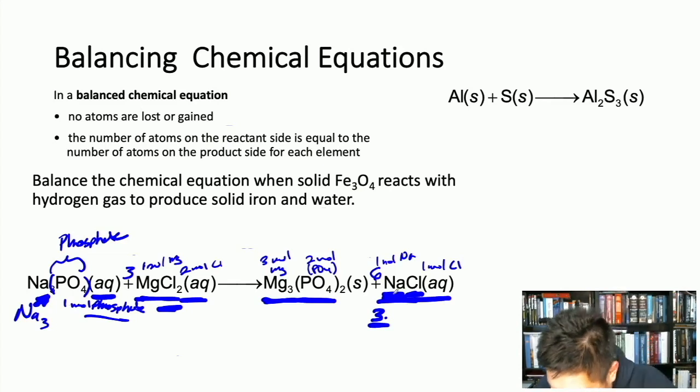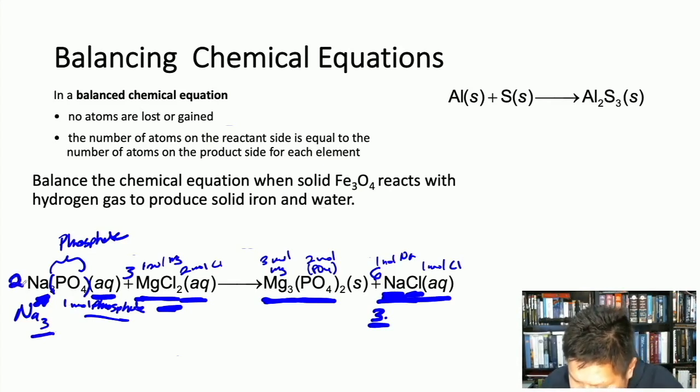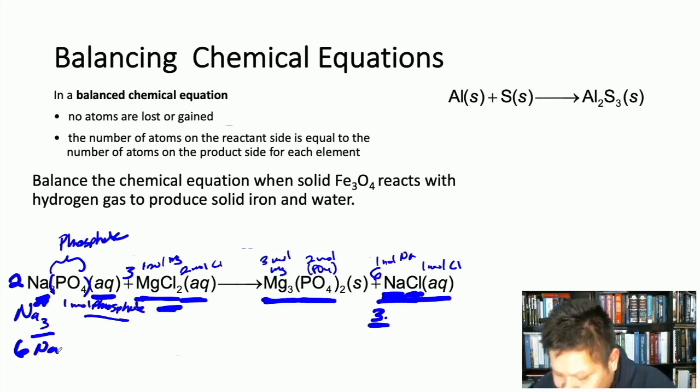How do we balance that on the other side of the equation with the reactants? Well, remember we have 3 already. To get to 6, all we need to do is put a 2 in front. 2 times 3 equals 6 total sodiums, right? 6 total sodium moles. So now we have 6 sodiums total on the reactant side, and we have 6 sodiums total on the product side. Great.